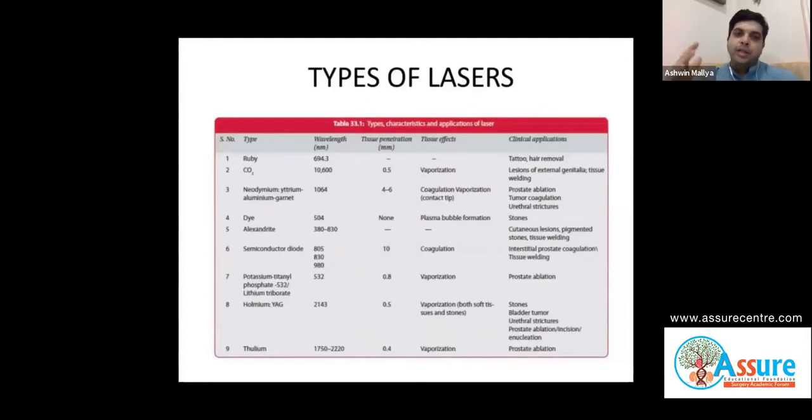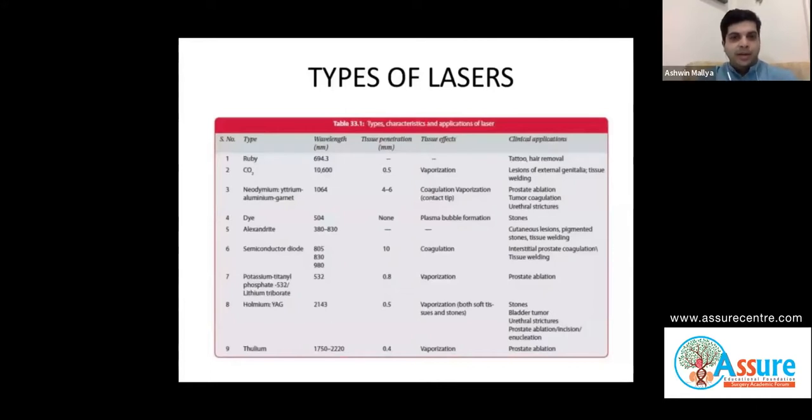KTP laser, which is the potassium titanyl phosphate, has a wavelength of 532 nanometer. The tissue penetration is more than that of holmium and thulium. It is 0.8 mm, and that also causes vaporization. It's mainly used for prostate ablation. It's not used for enucleation. The carbon dioxide laser has a tissue penetration of 0.5 mm and a wavelength of 10,600, and it is used to ablate lesions of the external genitalia.